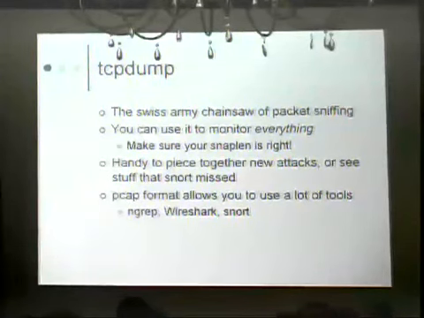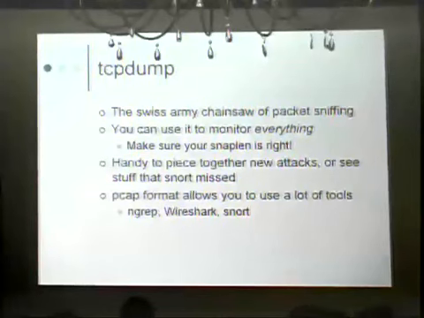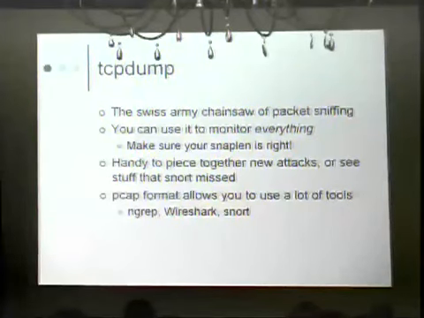It's very handy to piece together new attacks or see stuff that Snort missed. Snort, like I said, is signature-based. It's not going to capture everything. So you want to have TCP dump capture everything that Snort is missing. If Snort doesn't have a signature yet for a zero-day exploit that just came out not even 3 hours ago, TCP dump will allow you to see what the heck's going on, and if someone at Snort is asleep at the wheel, you can actually configure your own Snort rule for that.